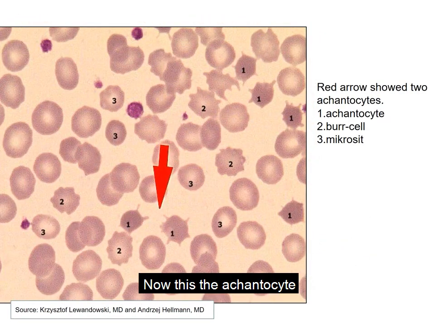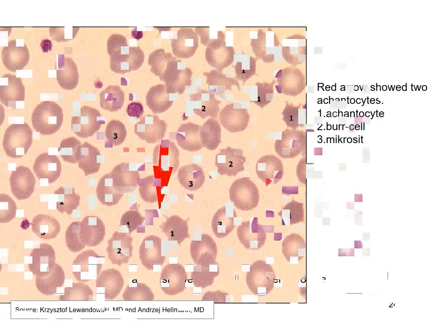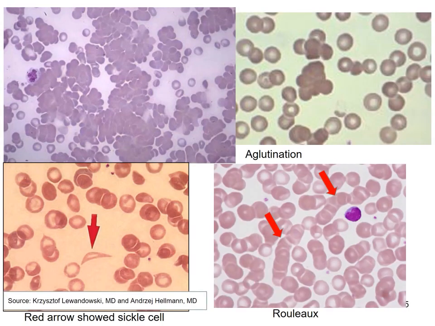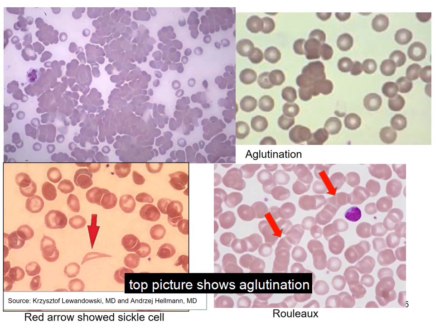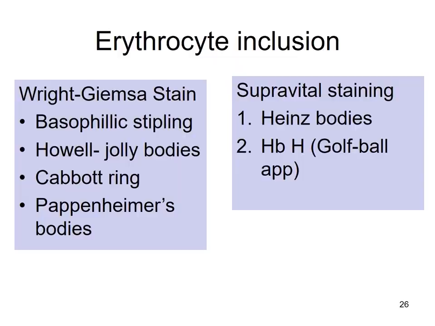Notice the acanthocytes, burr cells, and microcytes in this picture. See, these are bite cells. Top picture shows agglutination, left bottom picture shows sickle cell, and right bottom shows rouleaux formation.